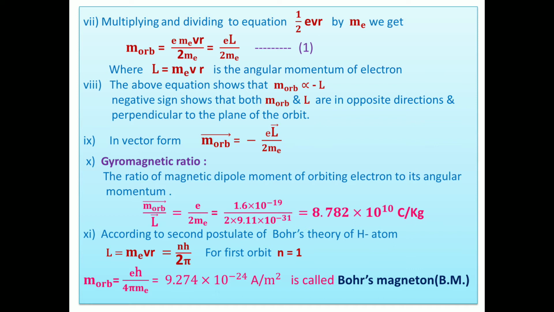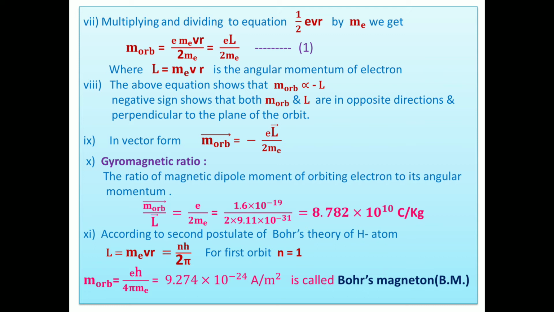The above equation shows that e is the charge on the electron, which is a constant. We know that it is 1.6 into 10 raised to minus 19 coulomb. Here the mass of the electron is also constant. It is 9.11 into 10 raised to minus 31 kilogram. That means the orbital magnetic dipole moment of the electron is directly proportional to angular momentum.